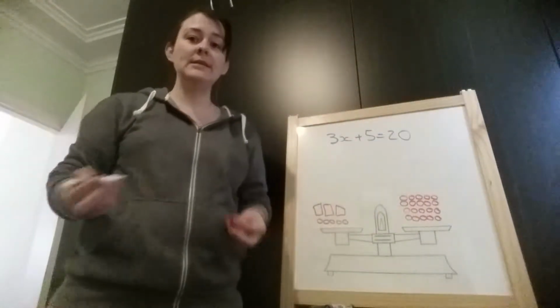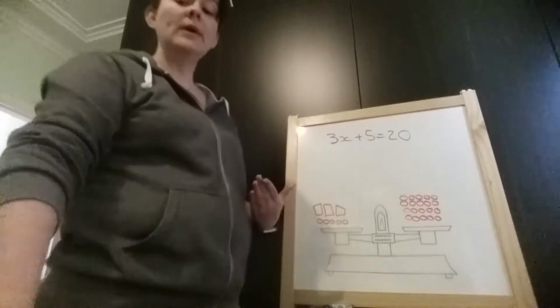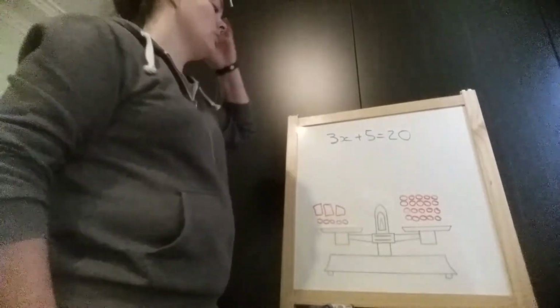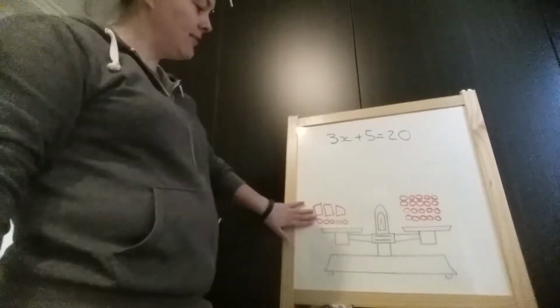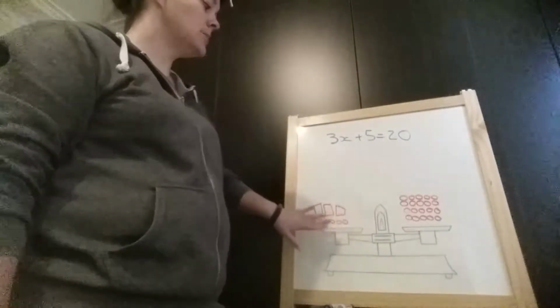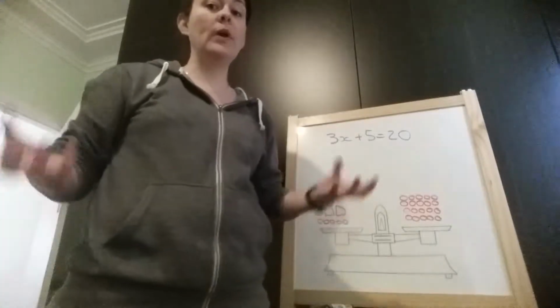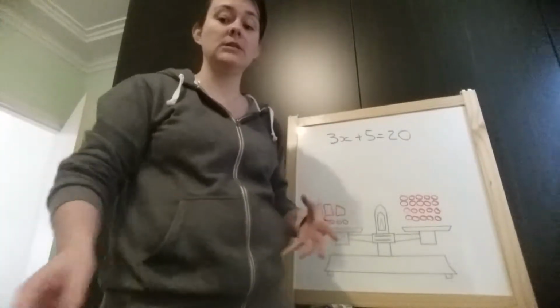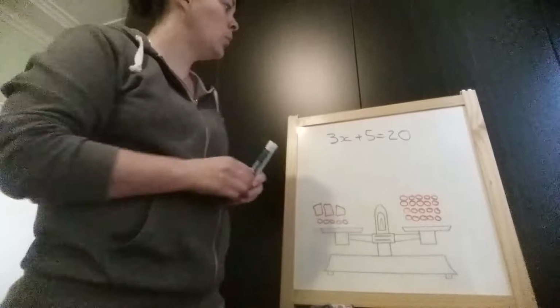we'll have 20 circles. So what we do first is we look at our equation and go, okay, so I've got 5 circles over here in 3 squares, and I have 20 circles over here. So to make our scales easier, we can remove the same thing from each side. So in this case, we'd minus 5.